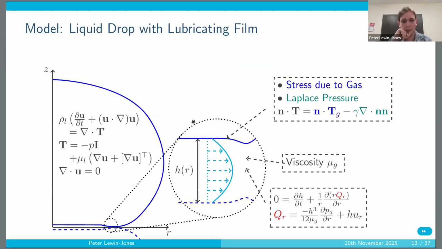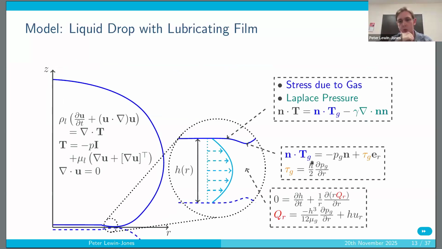So if I come back to my picture of my drop impact, I've got my drops impacting, I'm solving Navier-Stokes in the drop, and then I'm solving this single differential equation that we've just had a go at deriving for my gas flow inside this film. And the same process also gives me the stress due to the gas. Okay, so take stock here. I've now got a complete description, a system of equations, for this drop impact.